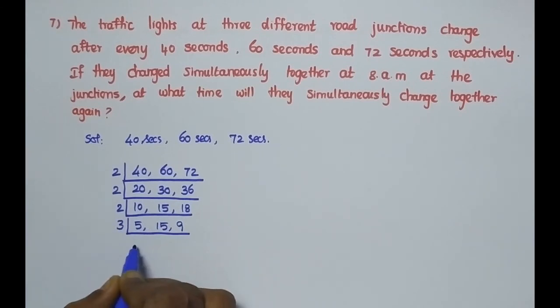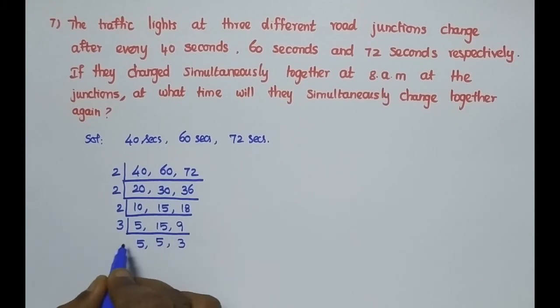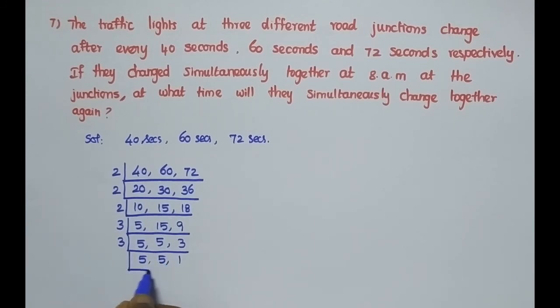Now divided by 3, 5 is not possible, write down as it is. 15 divided by 3 means 5 times. 9 divided by 3 means 3 times. Again divided by 3, 5, 1. Now divided by 5, 1, 1. Now LCM equal to 2 into 2 into 2 into 3 into 3 into 5.